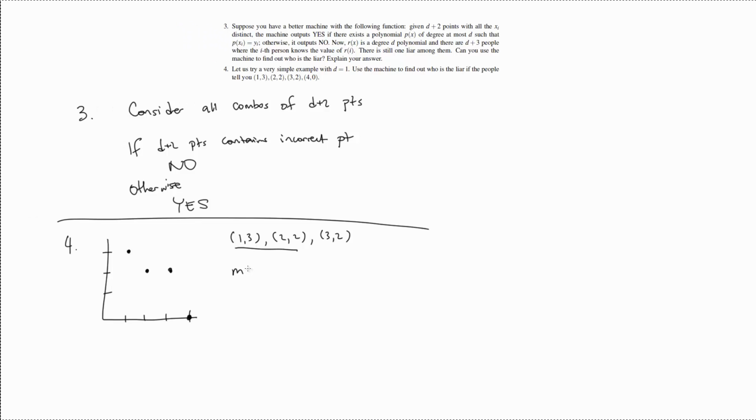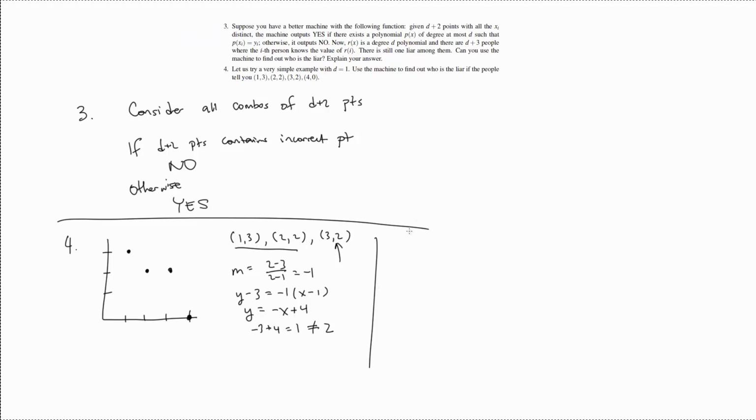In this case, the slope is 2 minus 3 over 2 minus 1, which is negative 1. This gives us the equation, and simplifying yields y is equal to negative x plus 4. Now we plug in this third point, so we get negative 3 plus 4, which is equal to 1, which is not equal to 2. Therefore, our machine outputs no.